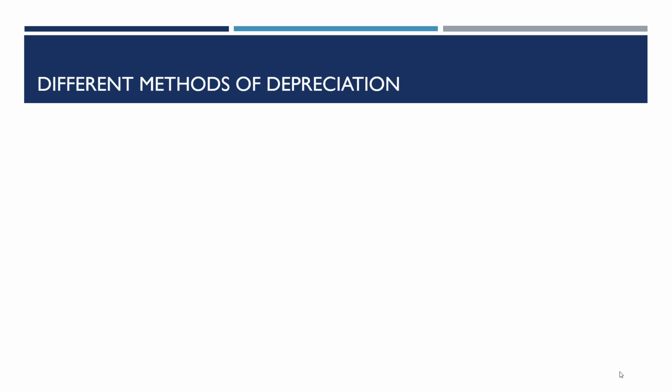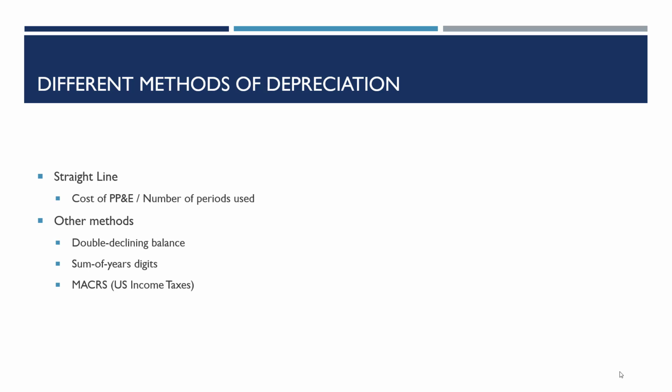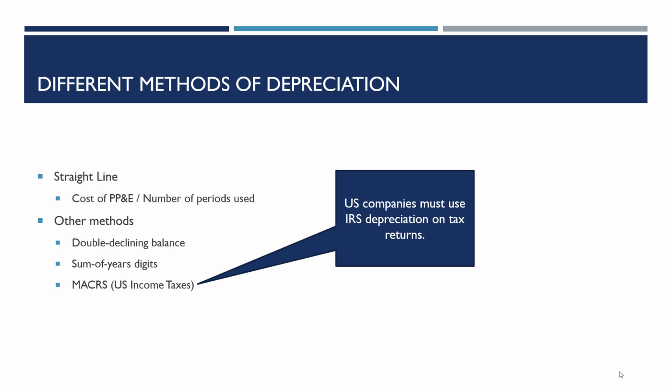So there are various different methods of depreciation, and again, you'll have to watch the next video to see how you do depreciation. The first is called straight line, where you take the cost of the property, plant, and equipment, and you divide by the number of periods used. And there are 3 other methods. One is called double declining balance, another is called sum of years digits, and another is called MACRS, Modified Accelerated Cost Recovery System. And every U.S. company must use MACRS on its tax return. And that's IRS regulations.